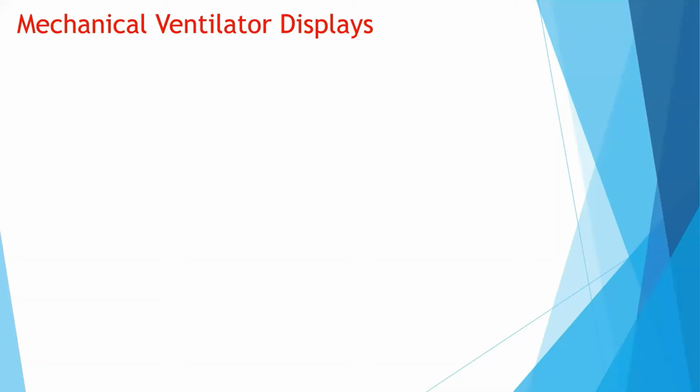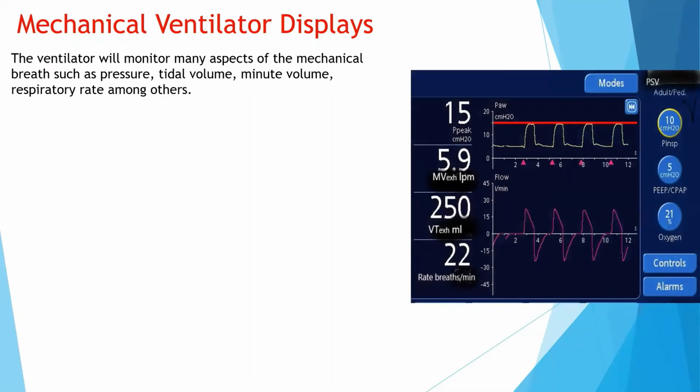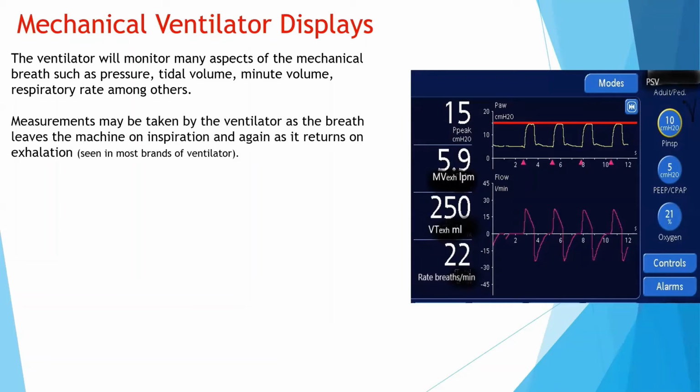The ventilator will display a number of parameters, and we'll cover a couple of them here. Parameters such as pressure, tidal volume, minute volume, respiratory rate, among others. Here is a photo of a ventilator with, on the left-hand side, the monitor data. On the right-hand side, we have the controls that were set by the attendant.